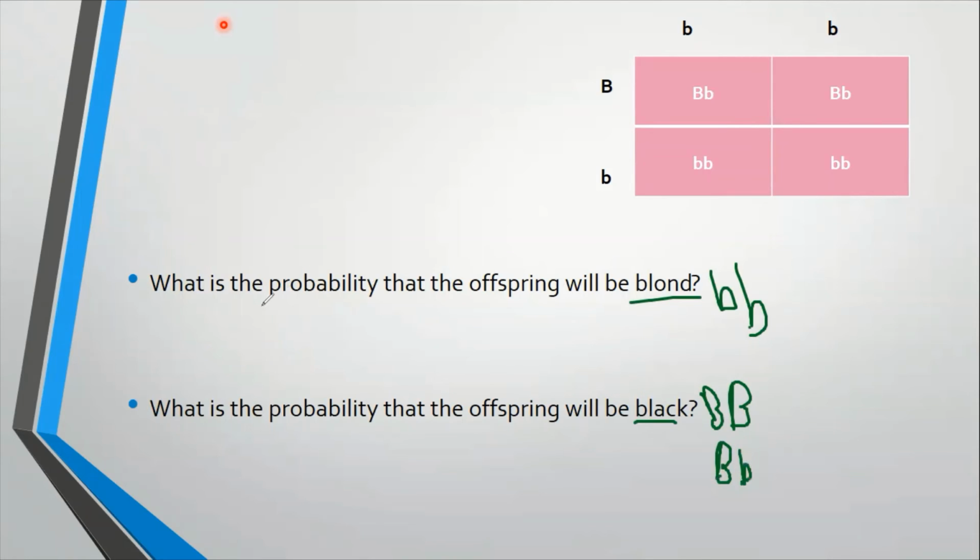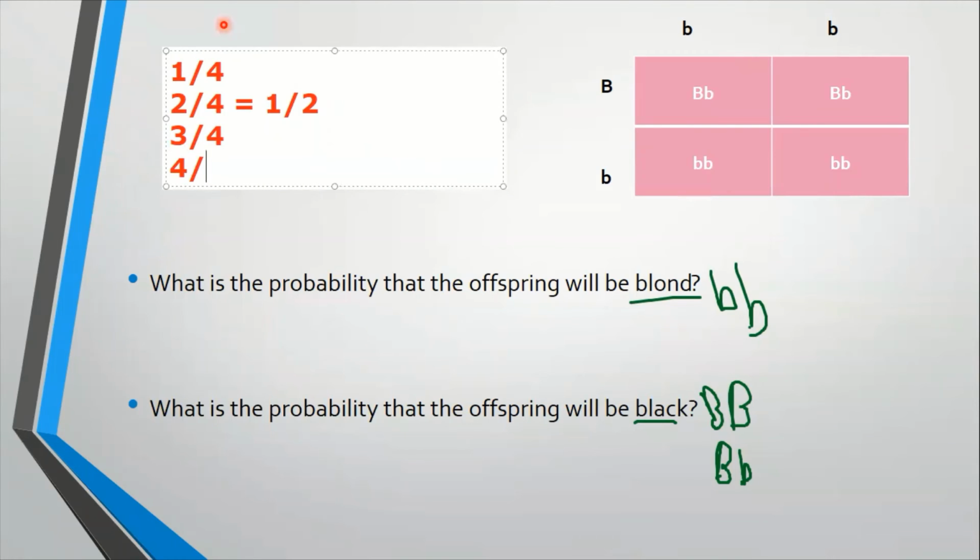So first, it said the probability. The probability is the number that shows all the possible ways alleles can combine. It can be written as a fraction or as a percent. I'll write here how it will come as a fraction. Here we have 4 squares, so it will be out of 4. We can have 1 out of 4. This is as a fraction only. 2 out of 4, that equals 1 out of 2. 3 out of 4, or 4 out of 4.